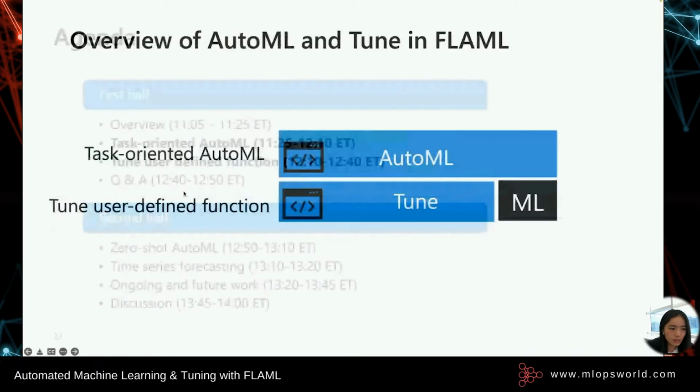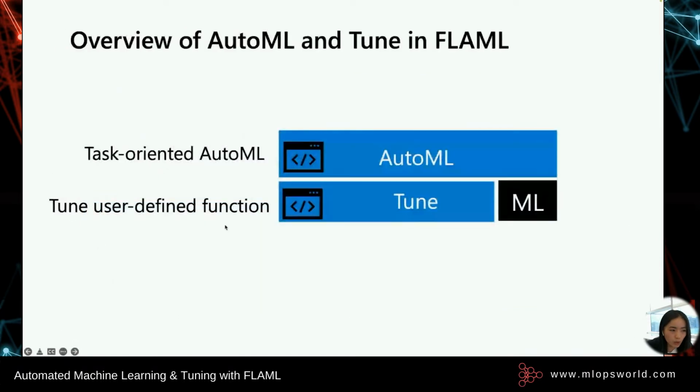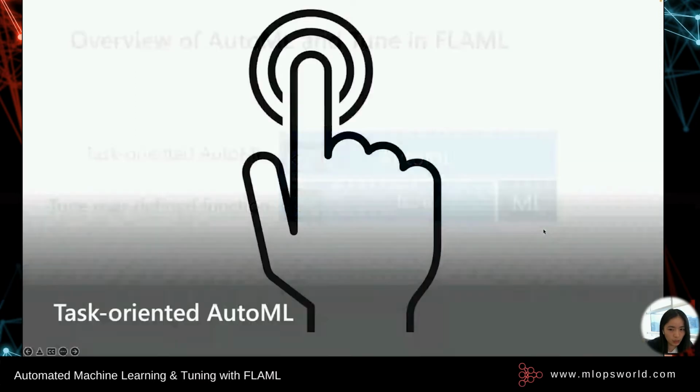Okay, so in FLAML, we have two major APIs, AutoML and Tune. AutoML is tailored to automate the tuning needed in typical machine learning tasks, and Tune is an API that allows more flexibility. In FLAML, AutoML is built on top of Tune. So let's start with task-oriented AutoML first.